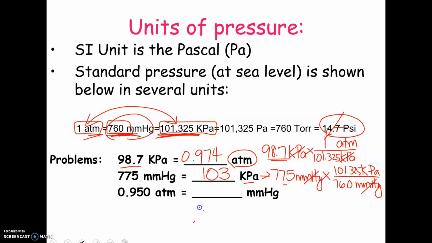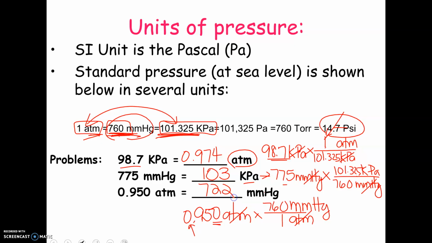So in this case, 0.950, this 0 is significant, so this will be 3 significant digits in our answer. The 0 before a decimal is not significant. So we're going from ATM to millimeters of mercury. ATM, atmospheres, will cancel. And then our relationship, we go to our conversion chart here. 1 ATM is the same as 760 millimeters of mercury. And when you multiply that out, you should get 722. So that's how you do basic conversions.